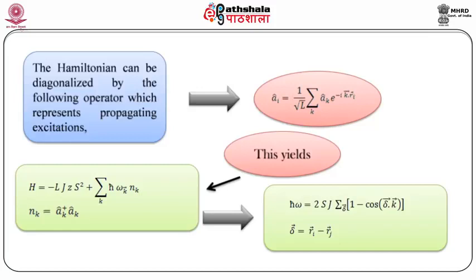So this yields the following Hamiltonian. Basically, you substitute back into the earlier Hamiltonian containing all these a_i and a_j's, and you get H is equal to minus L J z S square plus summation over k h cross omega_k n_k, where n_k is a_k dagger a_k, and h cross omega is 2 S J summation over this small delta vector, 1 minus cos of delta dot k, where delta is the difference in the coordinates between the 2 points, r_i minus r_j.